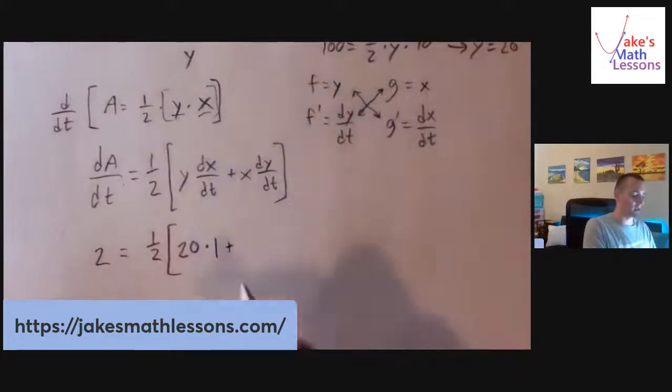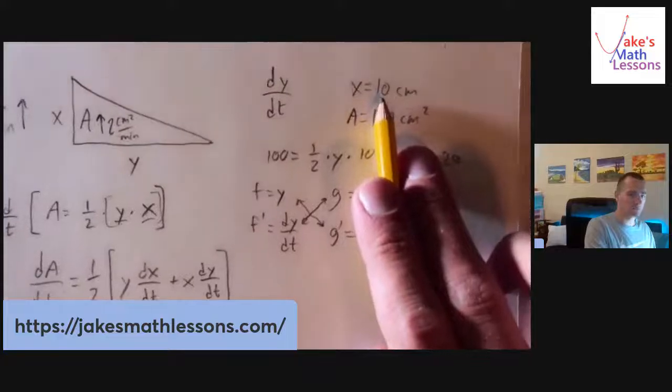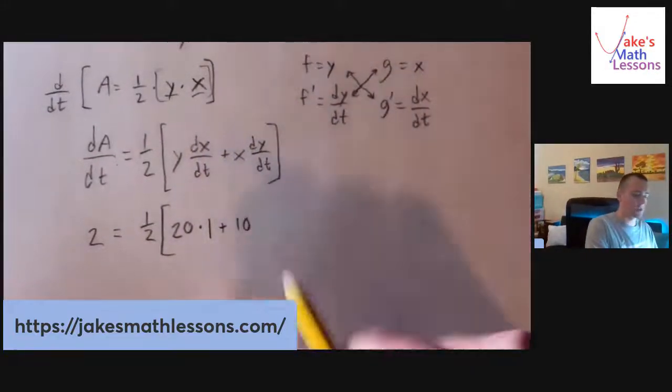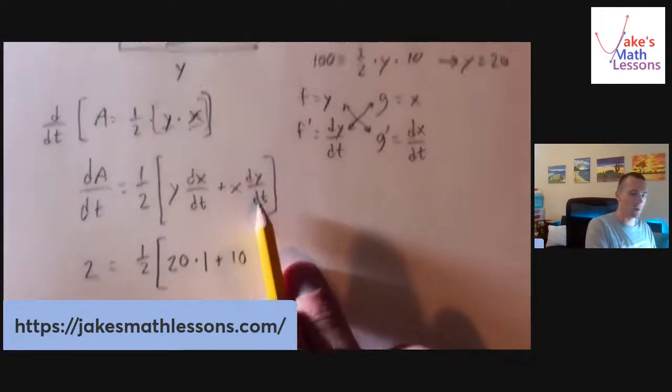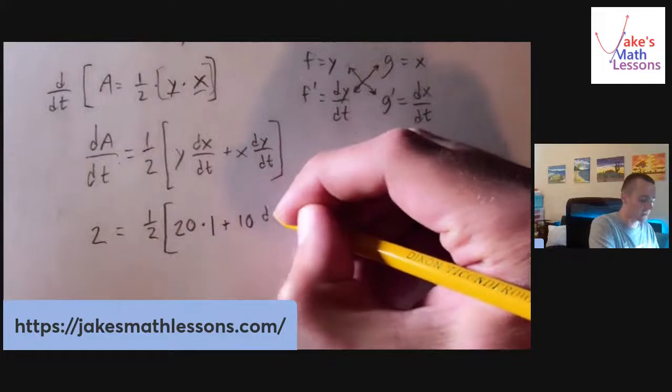And then we have plus x, which we are given that we want to look at the moment when x is 10. So we're going to put in 10 for x. And then times dy dt. Well, remember, dy dt was the thing that we were looking for. That was our goal all along. So obviously we don't have that at this point.